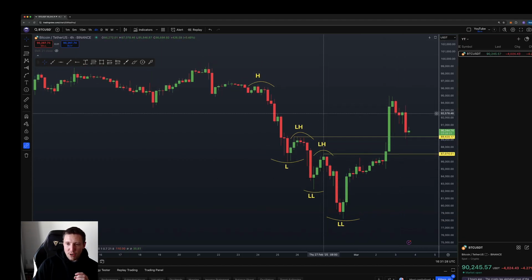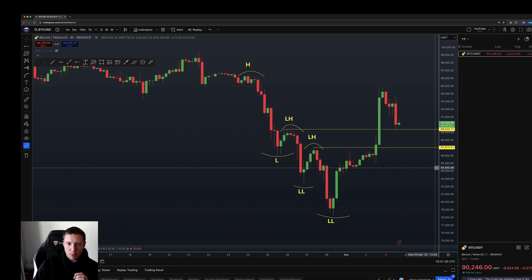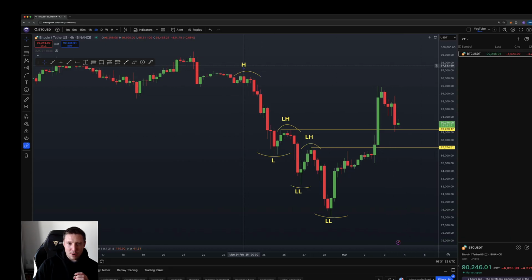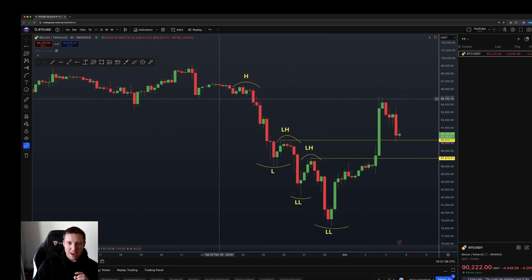So here we've got a pretty up-to-date example of what a downtrend would look like. Now, what denotes a downtrend is lower highs and lower lows. Now, what do I mean by that? So you can see we made a high here at $96,000.